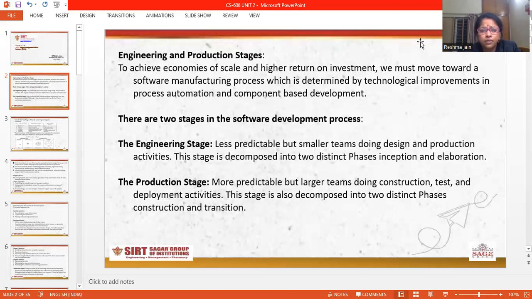Now, the second stage is the production stage. This is more predictable, but with larger teams doing construction, test, and deployment activities. In this stage, more people are required for development, construction, and deployment activities. This stage is also decomposed into two distinct phases, that is construction and transition.